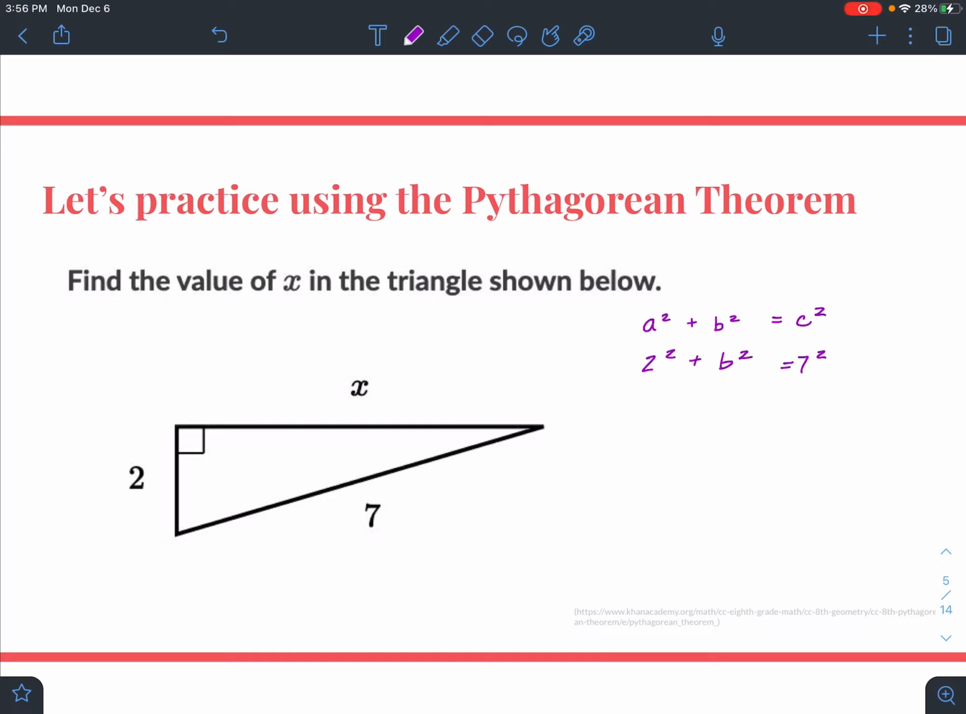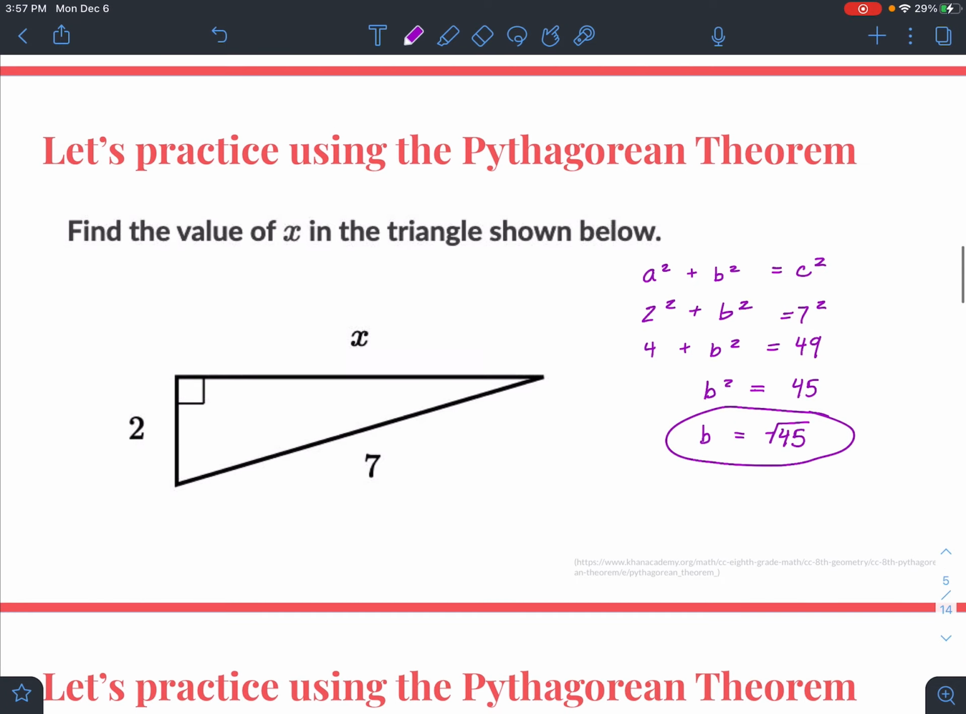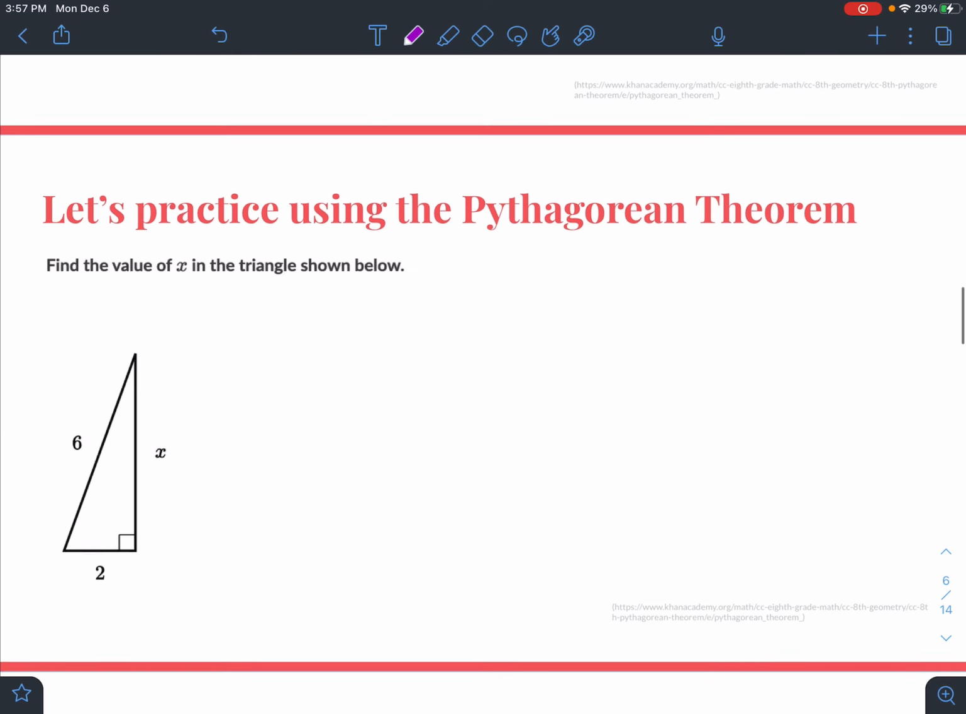Now we know that 2 squared is 4, and we know that 7 squared is 49. And then we subtract 4 from both sides to get b squared alone. And then we take the square root of both sides to get b equals the square root of 45. Okay? Let's do another practice problem.